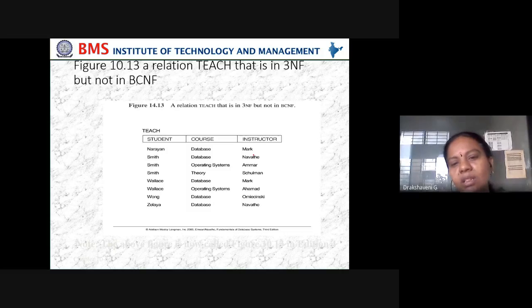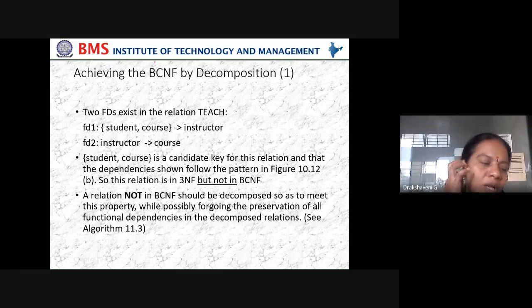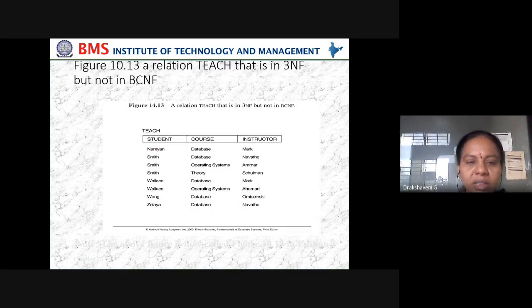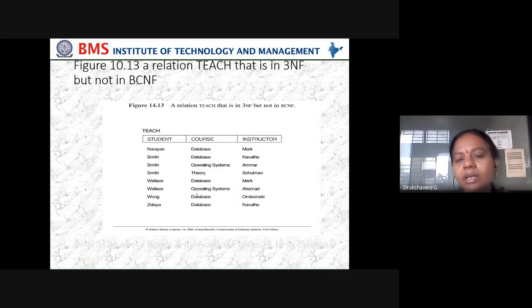And who is teaching this? The instructor names, Mark, Navate, like this we have. In this table also, the relation Teach is present in 3NF, but this table is not in Boyce-Codd normal form. To achieve BCNF, you can see here still Smith is repeated, course is also repeated, because the main goal of normalization is to try to avoid redundant values.